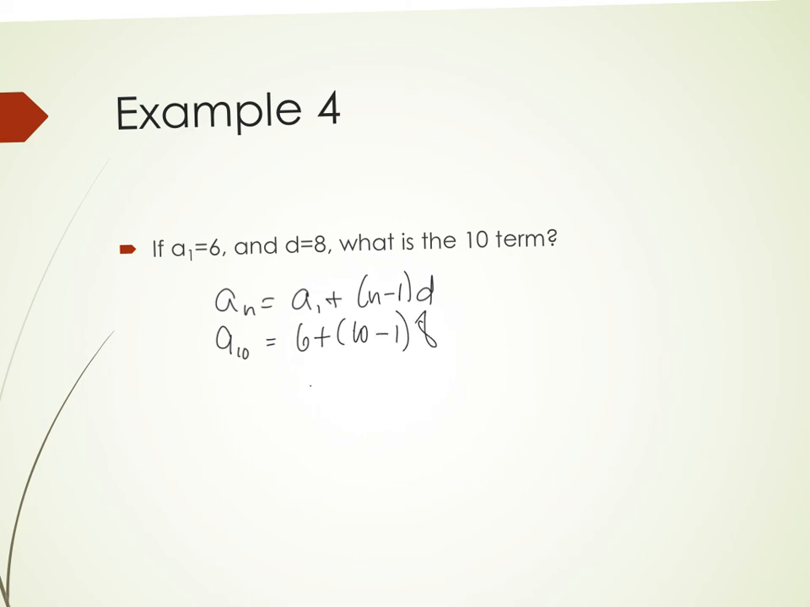And the difference is 8. So 6 plus 9 times 8. 6 plus 72 equals 78. All right, there you go. Again, pretty simple formula. I hope it's pretty straightforward.